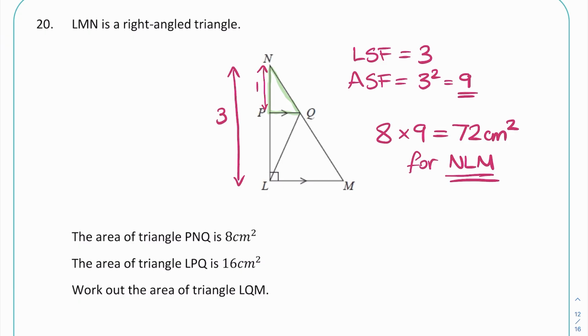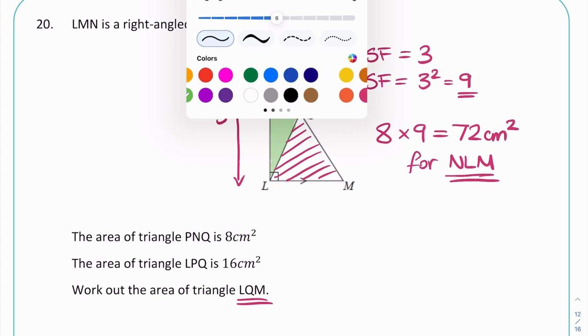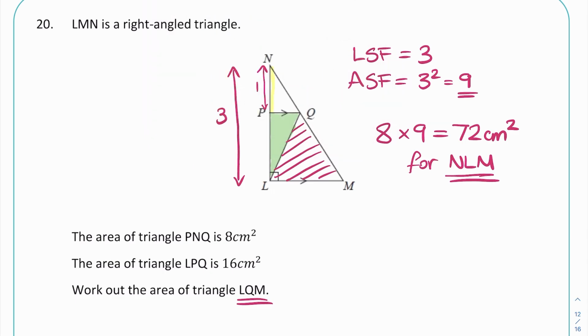Now this question wants us to work out the area of LQM. And LQM is just this part here. But if we think about what we do to actually get just that part, well, we'd get the area of the whole triangle. We would take away this area here, and we know that that area there is 16. And then we would also take away the area of the smaller triangle here, NPQ. So we know the full area is 72, and we just need to get rid of those smaller areas. This one here is 8, this one here is 16.